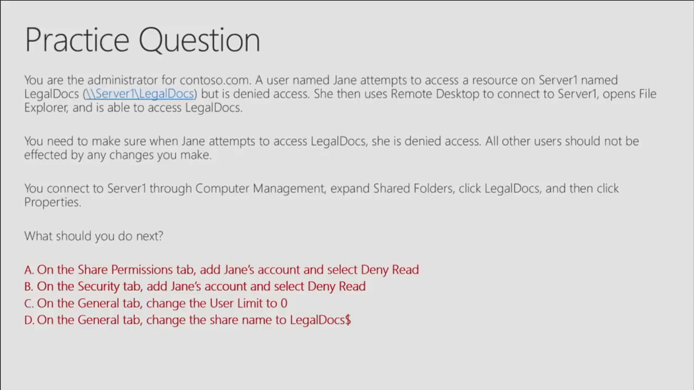Ooh, bit of a mixture there, bit of a mixture. Well, the answer is B. We're connecting, we're told, through remote desktop directly onto server 1. We're then looking through Explorer directly on that server. Technically, we're not going through the share. The share permissions are not in scope.